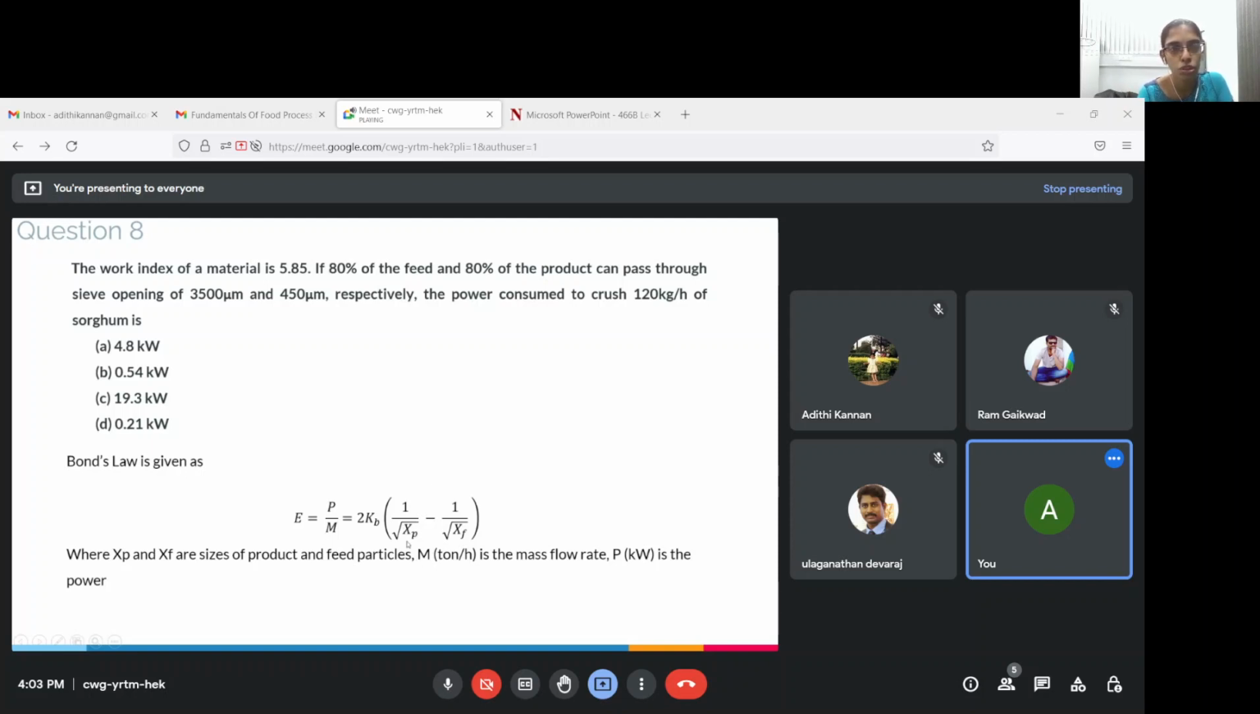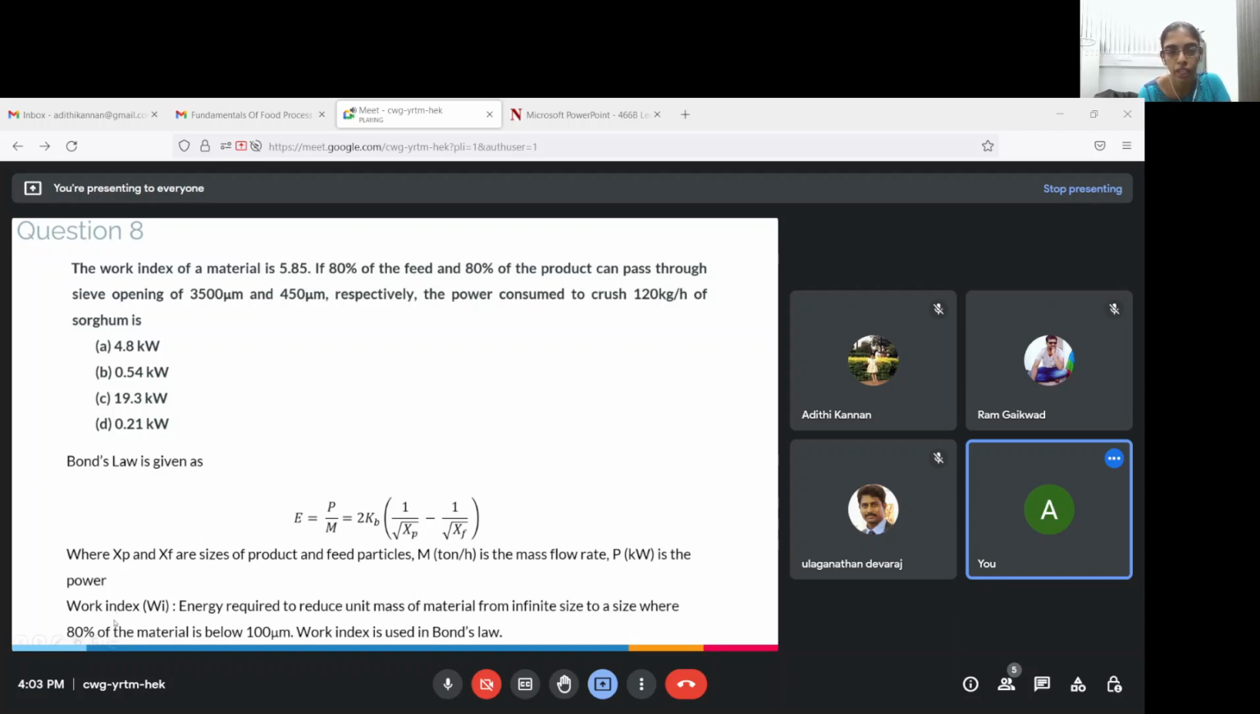The relation between work index and Bond's law is that first we need to find out what work index is. Work index is the energy required to reduce unit mass of a material from infinite size to a size where 80% of the material is below 100 micrometer. So the work index is only using Bond's law. It is not using Kick's law or Rittinger's law. So the moment you find work index in a question, you can assume that it is Bond's law and continue.